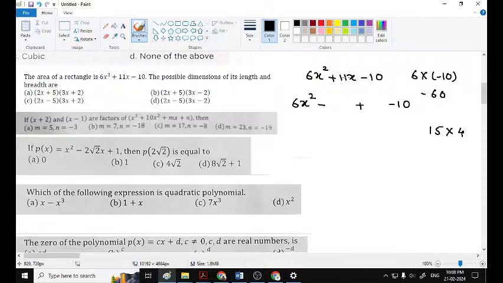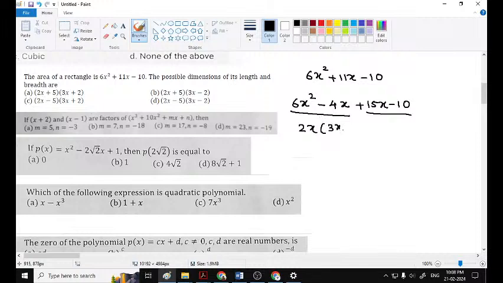Now the bigger number, as we have discussed, the numbers will have different signs. We have to decide their signs. The bigger will get sign of middle term. 15 is bigger, so it will be positive, and the smaller will be negative. Now let us factorize this. 2x can be taken common, so here we have 3x minus 2, plus 5 can be taken common, so this is 3x minus 2. So our factors are 3x minus 2 and 2x plus 5.